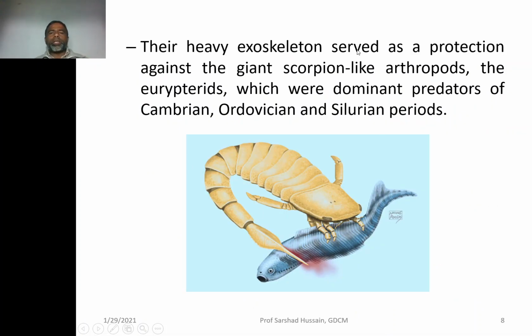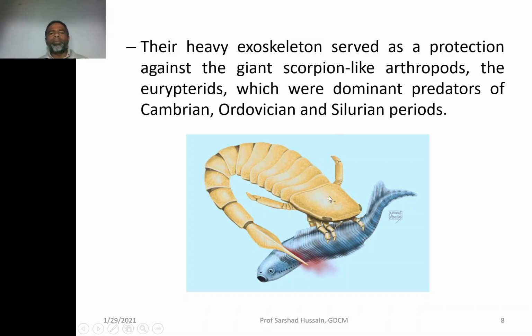Their heavy exoskeleton served as protection against the giant scorpion-like arthropods, the eurypterids, which were dominant predators of the Cambrian, Ordovician, and Silurian periods. You know the geological time scale. During this period, there was a very dominant aquatic arthropod which looked like the scorpion of today. They were giant scorpion-like organisms, and they are not present now. They were present during the Cambrian, Ordovician, and Silurian periods.